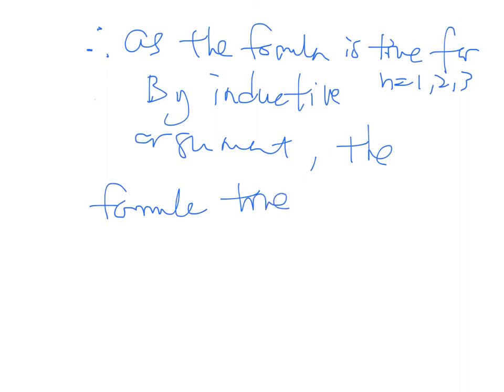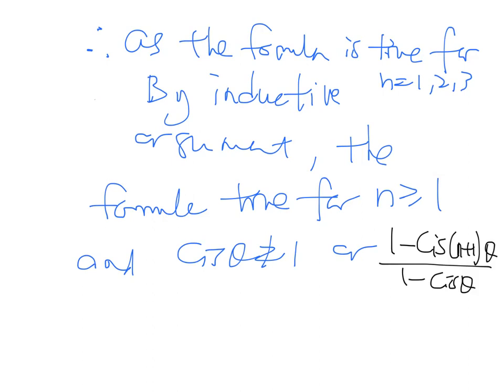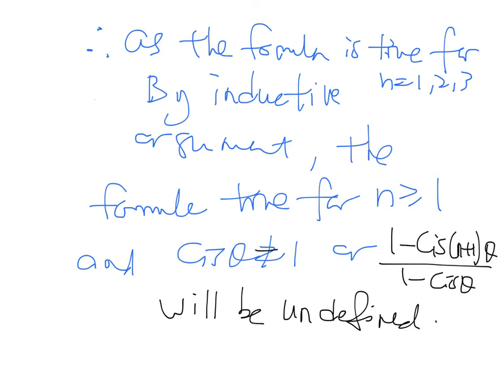It's true for all positive integers larger than 1, of course, and sec theta can't be 1, because if that is the case, the right hand side of the formula would not be true, because the denominator is 1 minus sec theta, then it will be undefined. So that's why we say that sec theta cannot be 1, and of course n must be greater than or equal to 1.